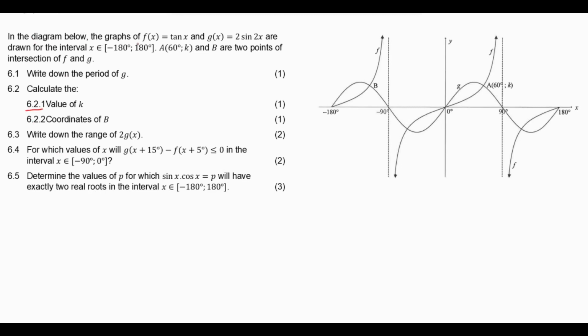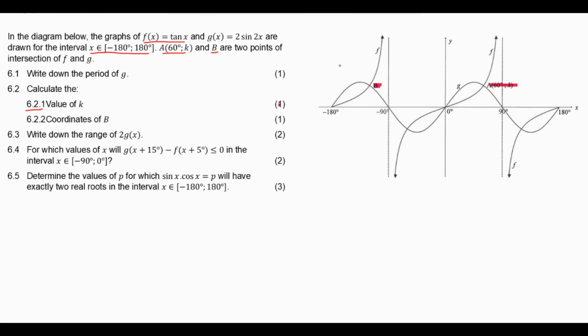In the diagram, the graphs of f(x) and g(x) are drawn for the interval x ∈ [-180°, 180°]. A and B are 2 points of intersection of f and g. Calculate the value of k.